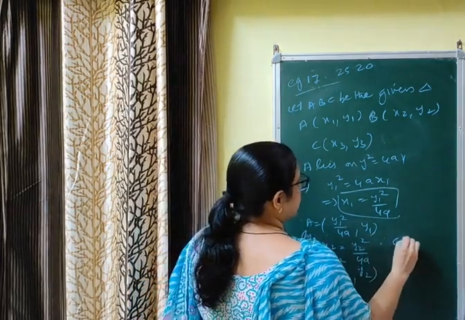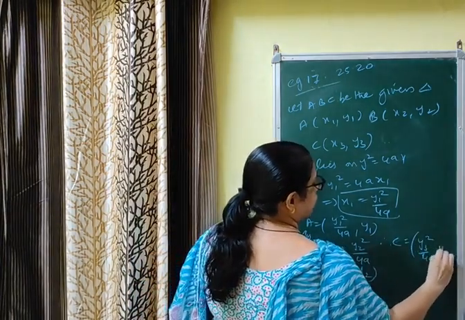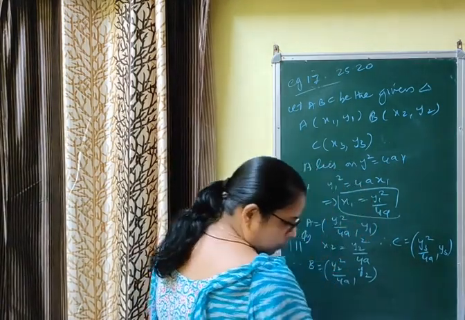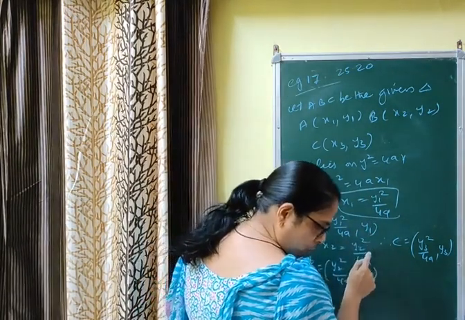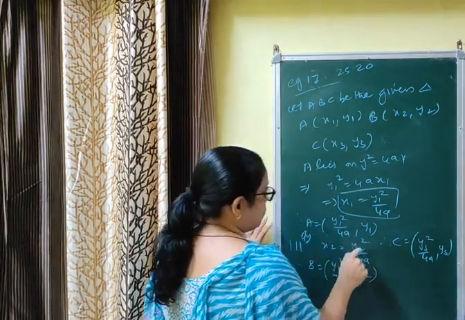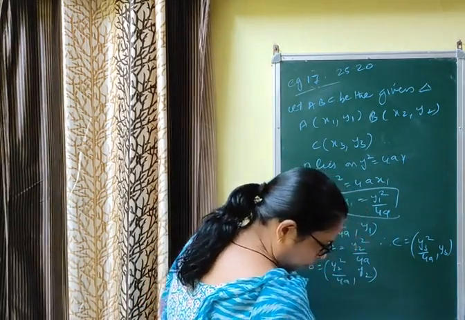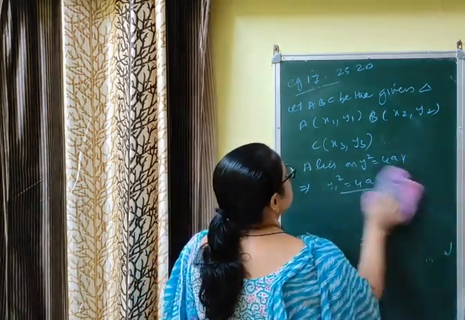Similarly, what will C be? y3 square by 4a, y3. That means you got all the coordinates as y1 square by 4a, y1; y2 square by 4a, y2; and y3 square by 4a, y3. Now you have to find the area of this triangle.